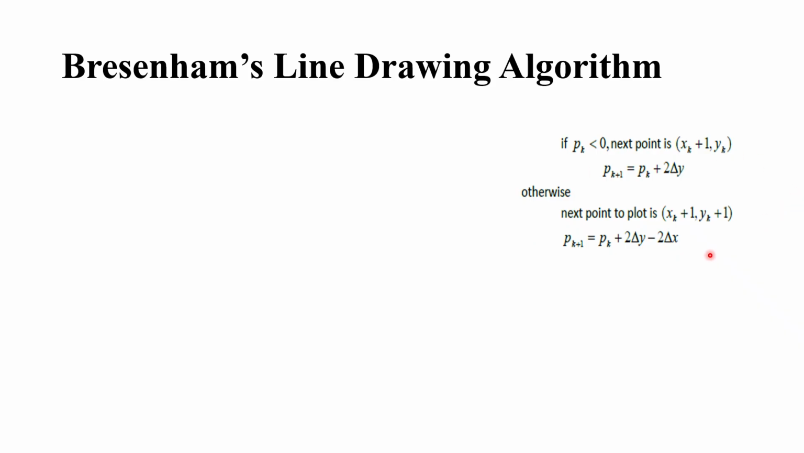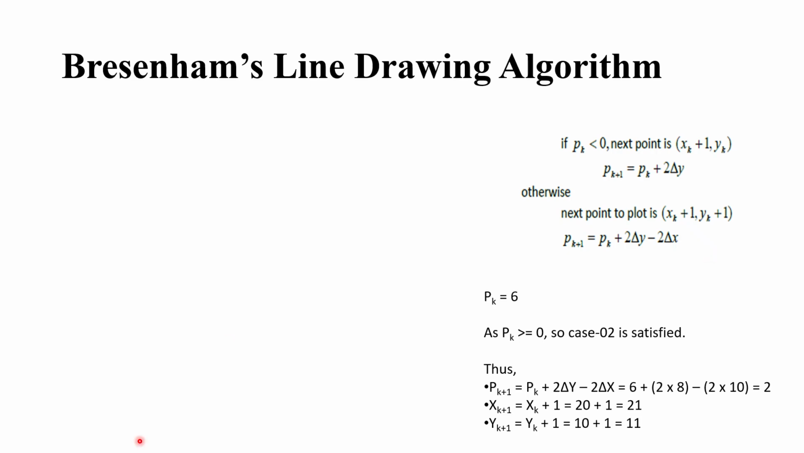In our case, pk is 6, which is greater than 0. So case 2 is satisfied. So we will compute the new pk plus 1. The new pk plus 1 is given by the formula pk plus 2 del x minus 2 del y, which is 2. And the next point will be x incremented by 1, y incremented by 1.